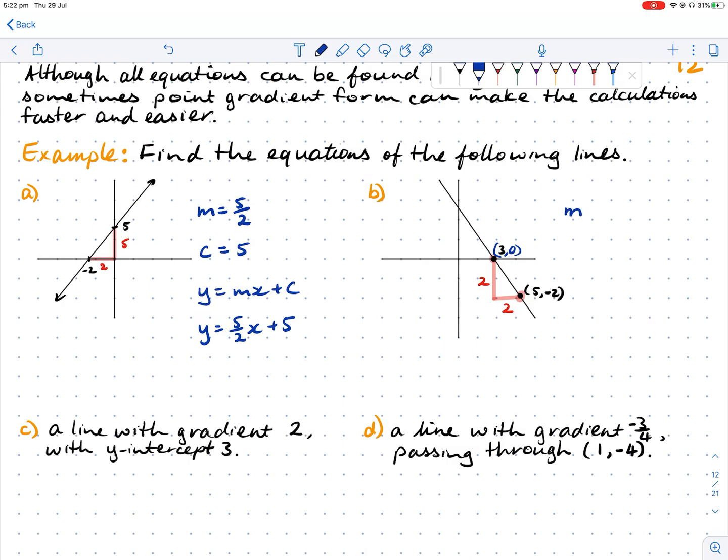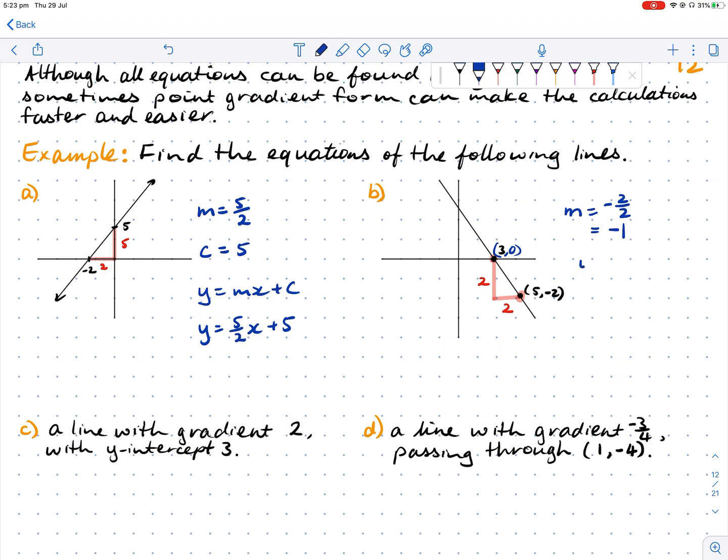When we go to work out the gradient, it's rise over run, but this time the line's sloping downwards from left to right. So it's going to be minus 2 over 2, which gives a gradient of negative 1. Now, if we were to use y equals mx plus c, we don't know what the y-intercept is, so we can't fill in the c value yet.